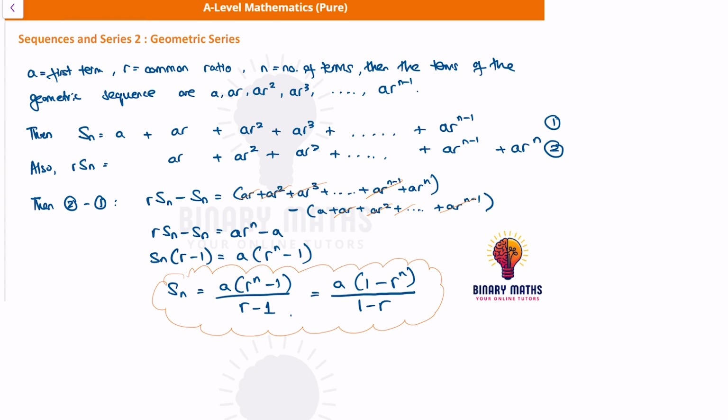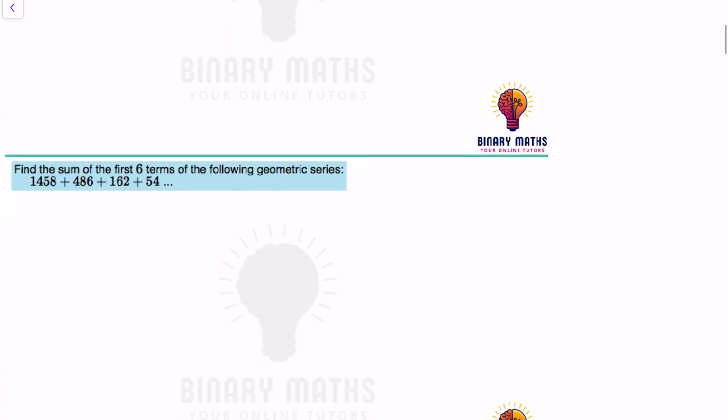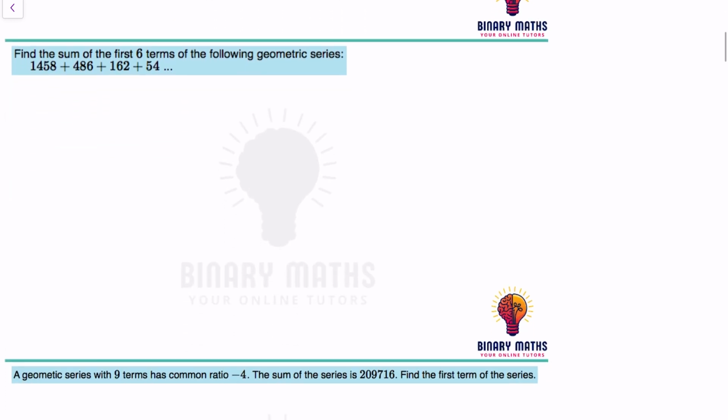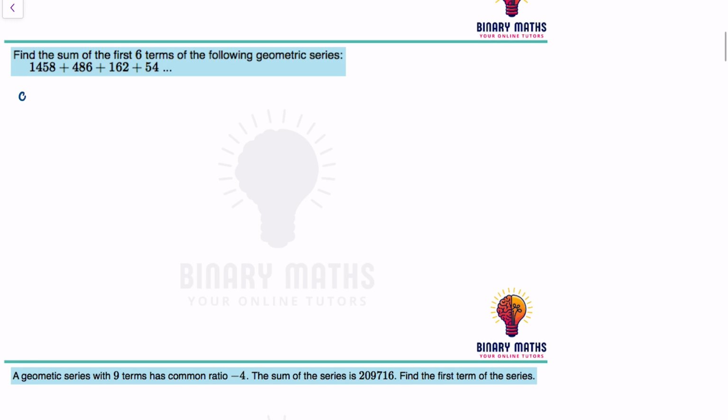Now let's go through some examples of using this formula. Let's find the sum of the first 6 terms of the following geometric series. So here I know a is equal to 1458. R will be equal to the second term, which is 486, divided by the first term, which is 1458, which gives me a third. Number of terms is 6. Sn is what we're trying to find out.